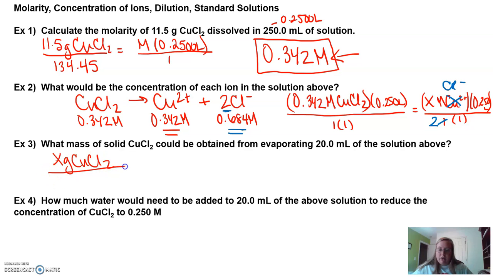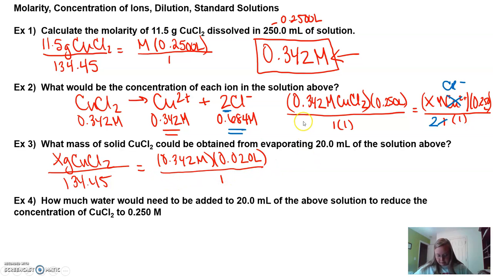And I know the formula weight from example 1, 134.45. And the molarity is the same molarity that we've been using. But now we've evaporated, and so we have 20 milliliters, which is 0.02 liters. And 1 goes on the bottom.